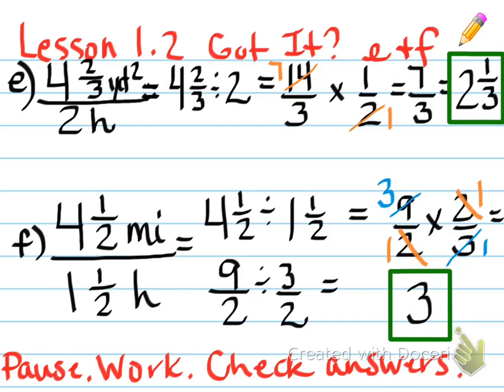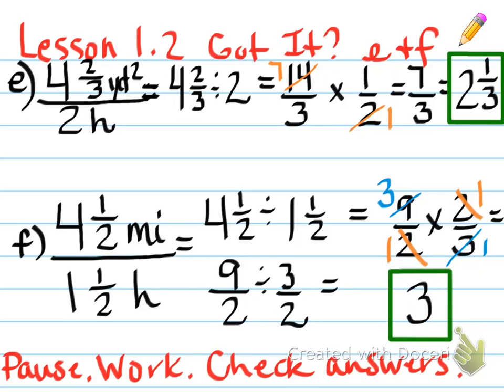Okay, I tried to put the work all on this one page. So the E, setting this up: Mr. Ito is spreading mulch in his yard, and he spreads 4 2/3 square yards in 2 hours. So I wrote that as a rate, numbers and units. Then I set it up with the division symbol.